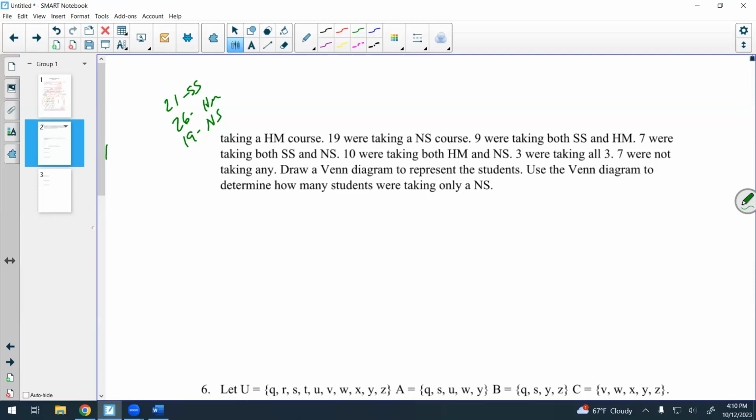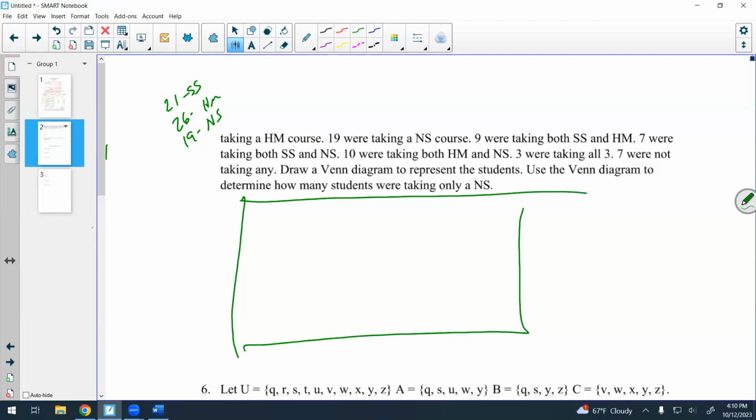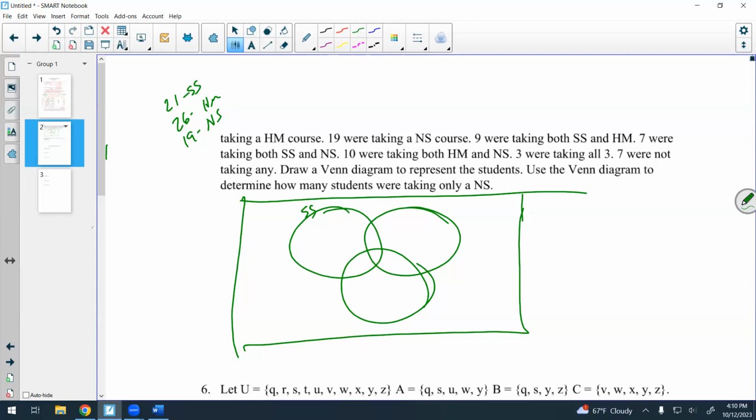So our first step, of course, we want to create a Venn diagram. We have 3 sets: 1, 2, 3. What do I have? Social science, natural science, and humanities. So far, so good?